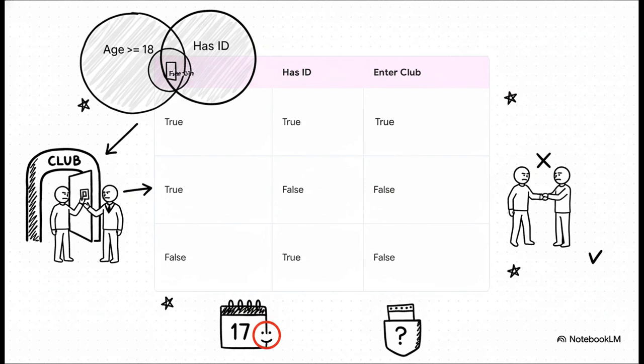With the and operator, every single condition has to be met. No exceptions. Think about getting into a club. You have to be old enough and you have to have your ID. If even one of those things is false, the whole result is false. Sorry, no entry for you.